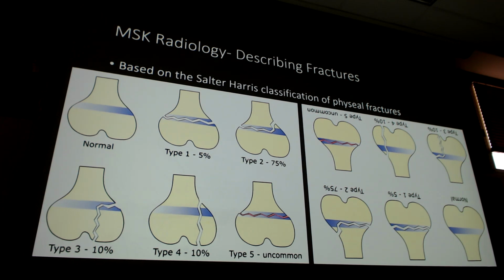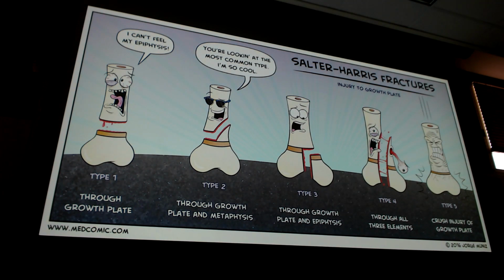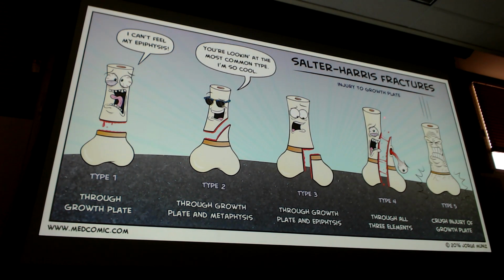Type 4 is the easiest one to know. T for through. It goes through both. Start here, just goes through both. When I look at my little cartoon, it's straight through both the metaphysis and the epiphysis, which means the most challenging thing you have in Salter Harris is when you see something that you think is a type 2 or a type 3, do not stop. Look at the other part. Make sure it's not through the other piece as well, because if it is, then it becomes a type 4, because it's through both pieces.